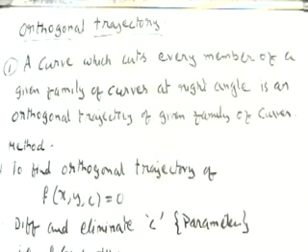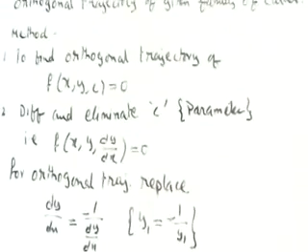Inshallah, in today's class, we are going to discuss orthogonal trajectory questions. A curve which cuts every member of a given family of curves at 90 degrees, that is perpendicular, is called an orthogonal trajectory of the given family of curves. See, the method of how to find it.